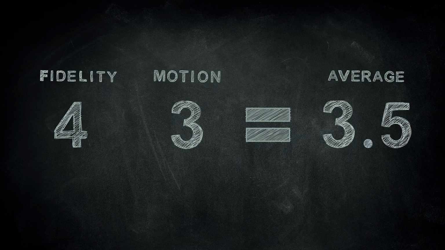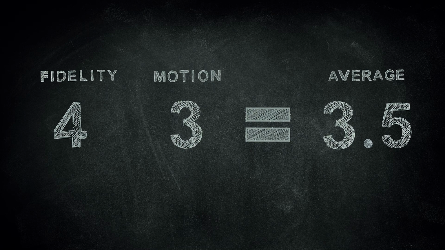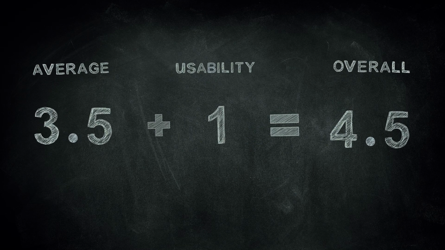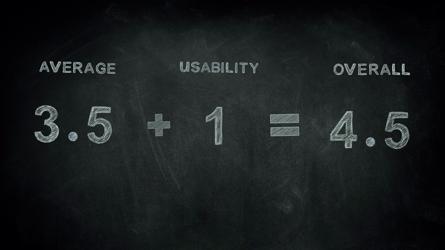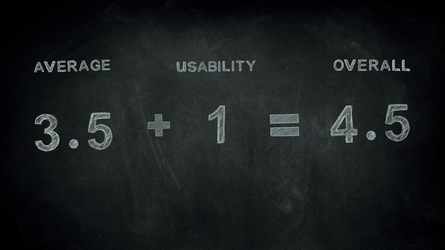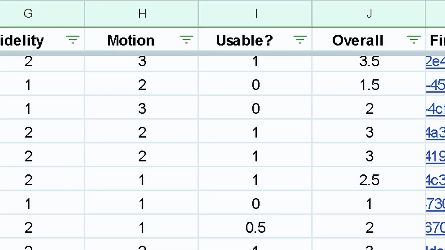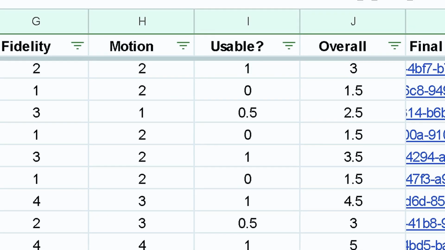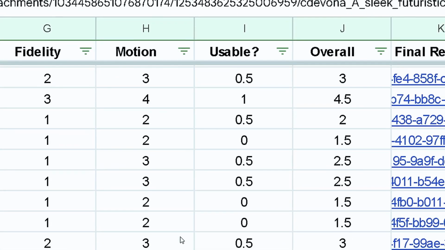Finally, to compare each one of these generations, I would average the fidelity and motion scores, and then add on the usability to that to get a score out of 5. This allowed me to quickly and easily compare a whole bunch of prompts and understand what is working and what's not. So let's get into some of my findings.